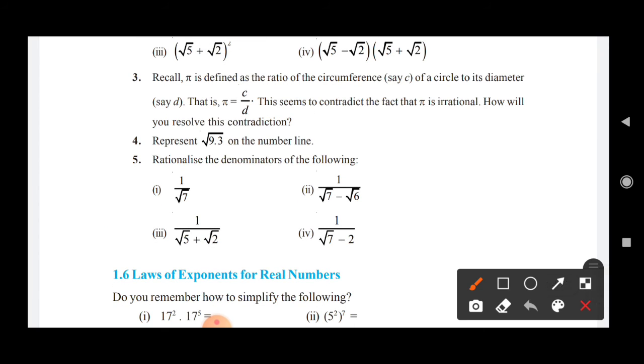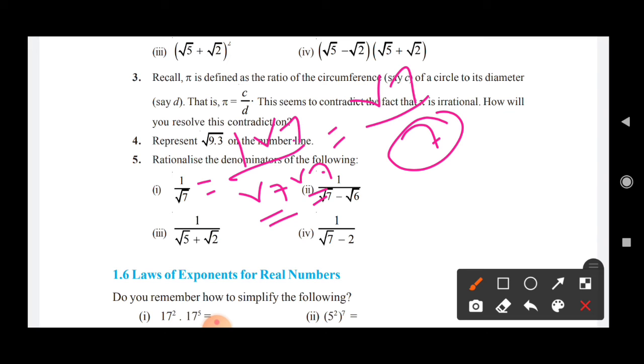You can see here, rationalize the denominators of the following. These are the same as example 20. So you can see here root over 7 is an irrational number, but you have to turn this irrational number into a rational number. Let's do it. So multiply another root over 7 with this root over 7. So 1 into root over 7 is equal to root over 7, and here root over 7 into root over 7 is equal to 7. Now 7 is rational. So this is the solution of question number 1.